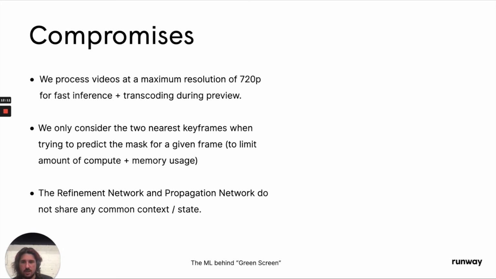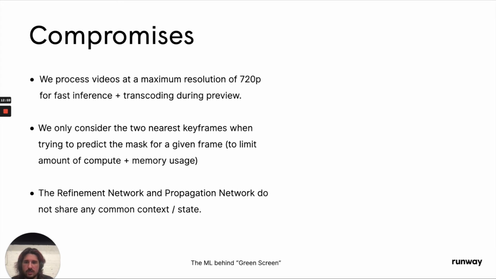Finally, we had to make some compromises and trade-offs for deploying the propagation network. First of all, we generate the masks at a maximum of 720p resolution for just previewing purposes. On the export side, we process at the original resolution of the video, up to 4K. 720p seems to strike the right balance: it's a good enough resolution for getting most of the details right for previewing purposes. We might get some imperfect masks for small items or imperfect edges, but for the most part, it closely matches what you would get at a higher resolution.